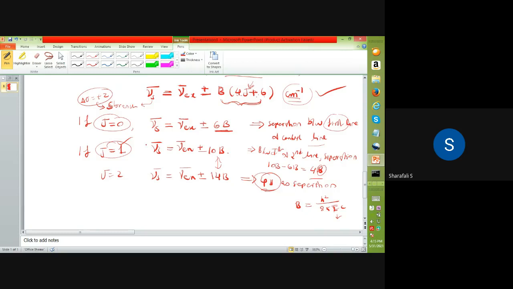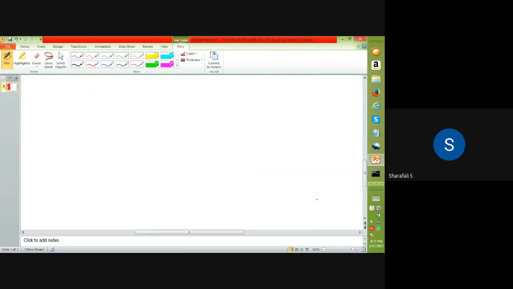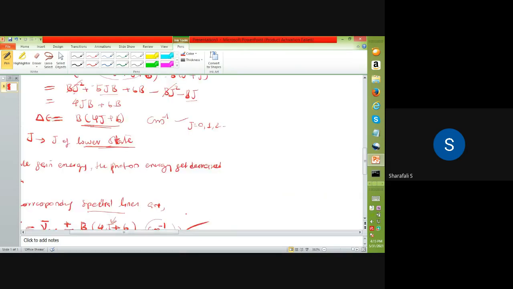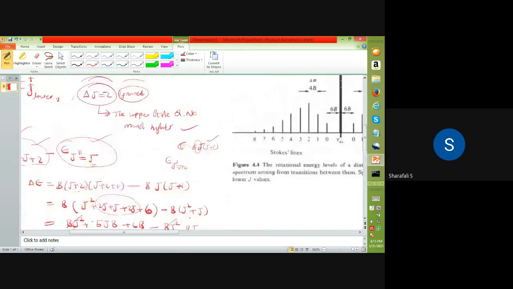So that is the separation between each and every line that we have to consider. If you consider that, from the figure we can represent the transitions along with that. That will look like this.